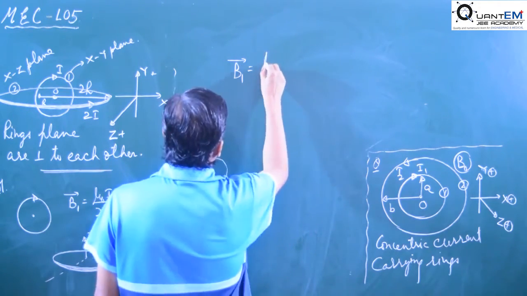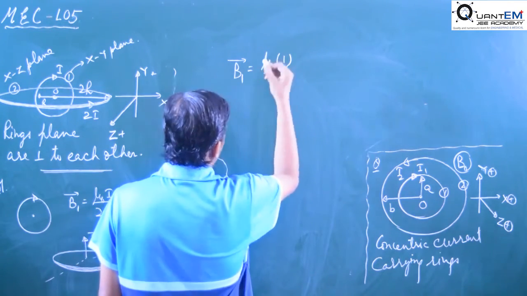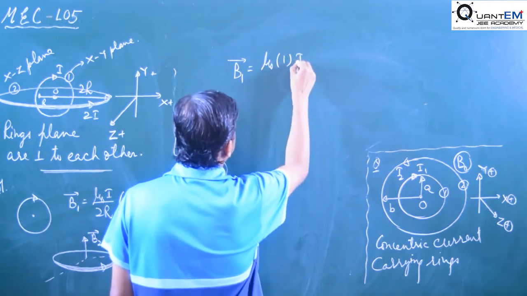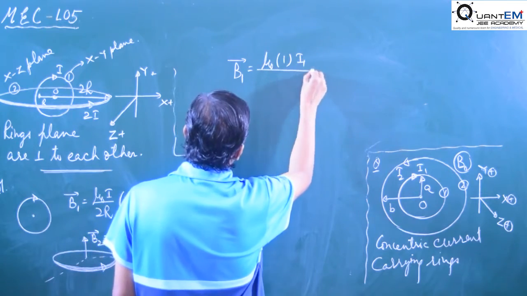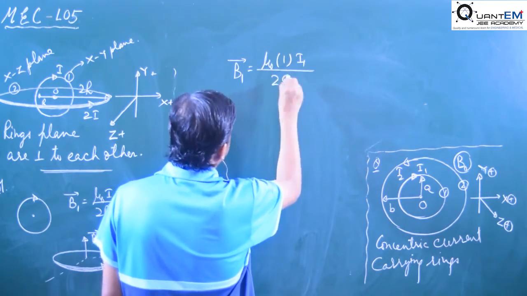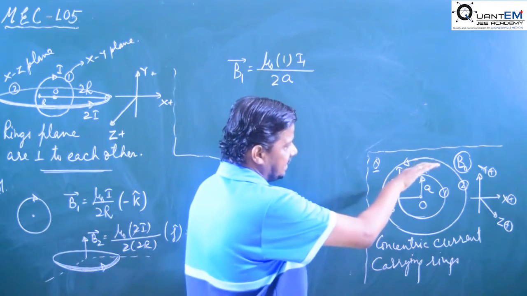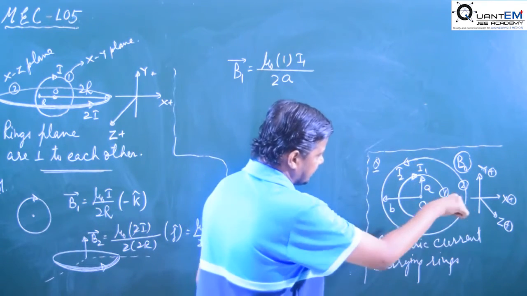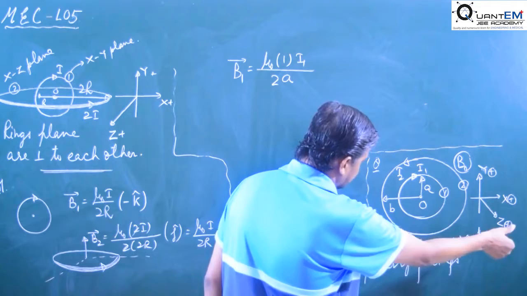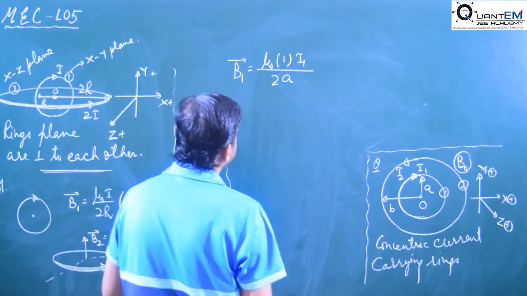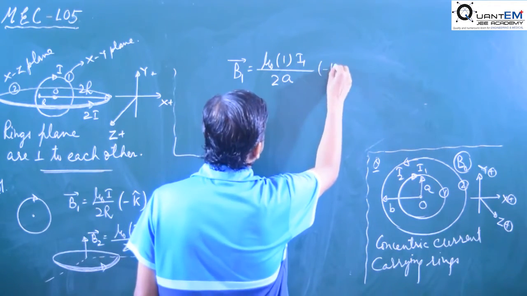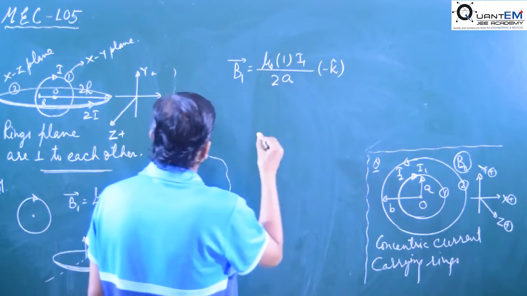So mu naught, number of turns 1, current I1 divided by radius, given as a. See the direction: current is in clockwise direction, so the thumb is inside the plane of paper. Outside we have positive z coordinate, inside we have negative z coordinate. It is minus k cap.